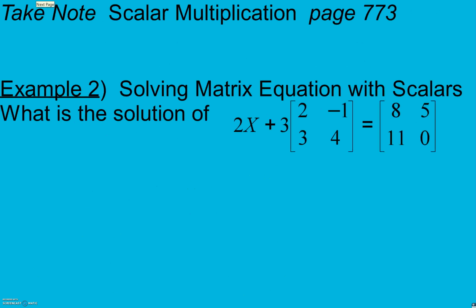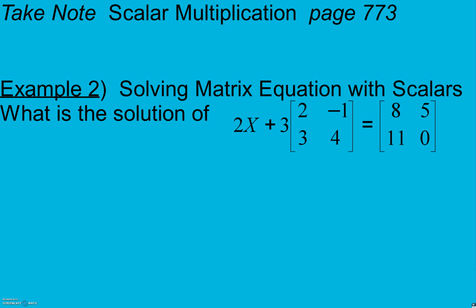Take note, page 773 deals with scalar multiplication and our properties. Again, our closure property, our associative property, multiplication, distributive properties, multiplication identity, and multiplication properties of 0 are all there. So you can look at those. Those are properties that are very similar to the ones that we've been dealing with for as long as you can remember. Example 2, solving matrix equations with scalars.